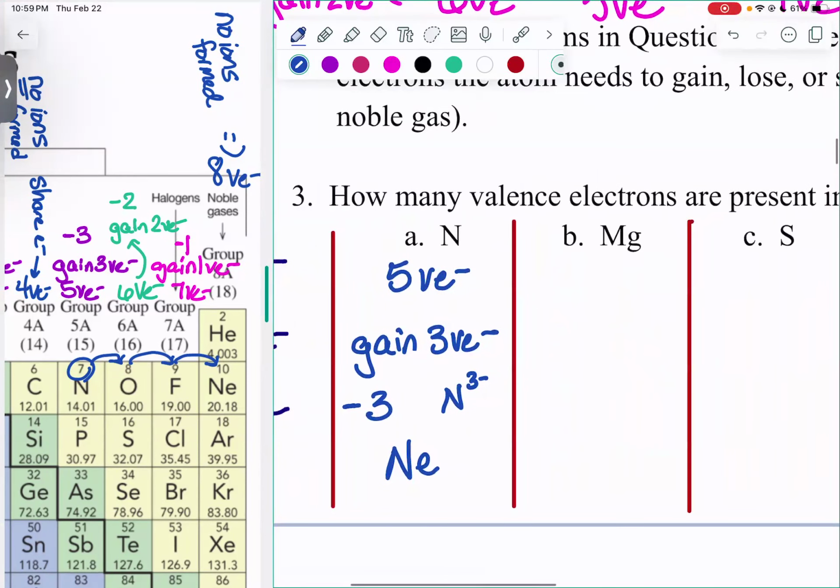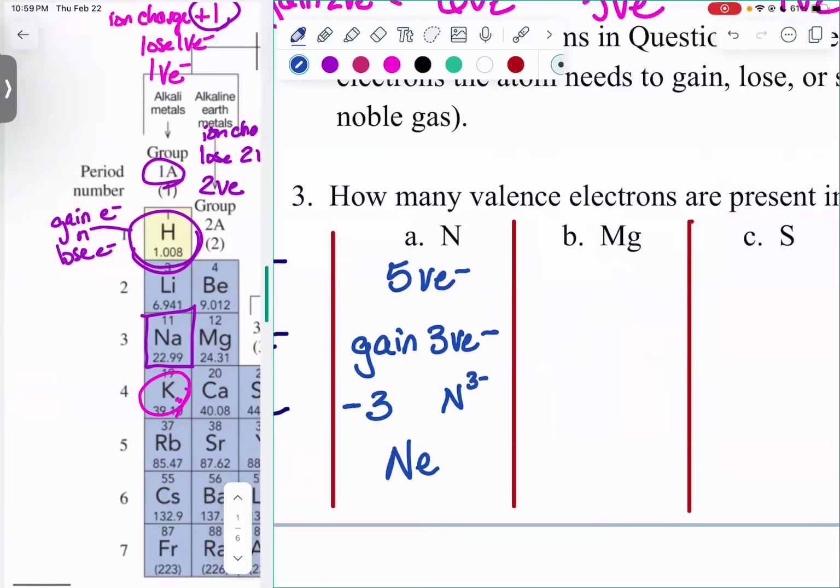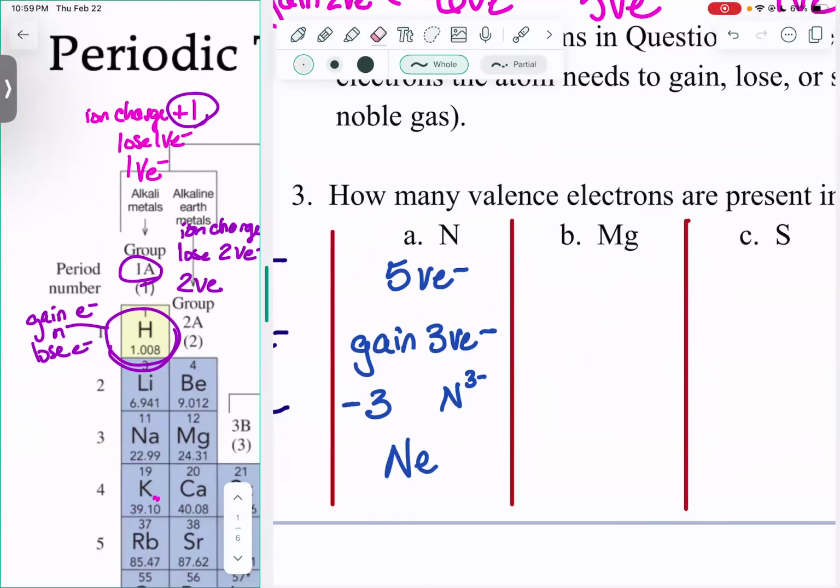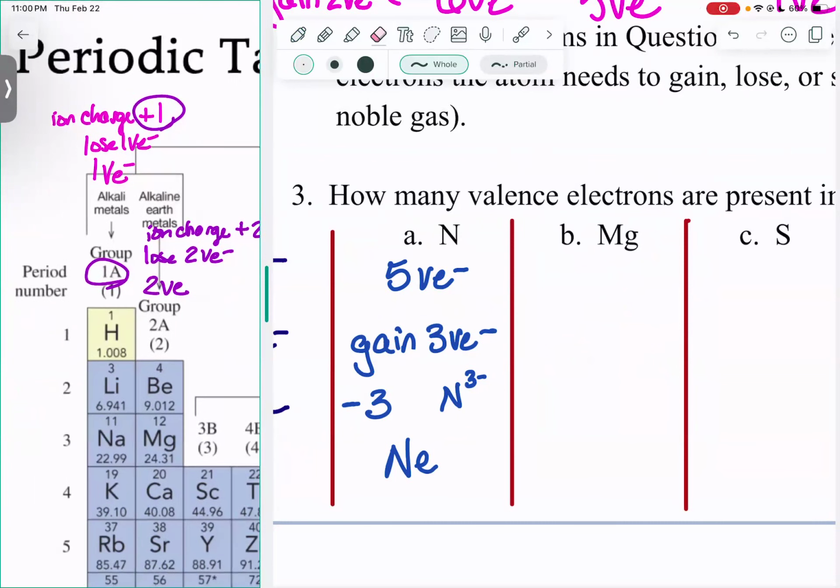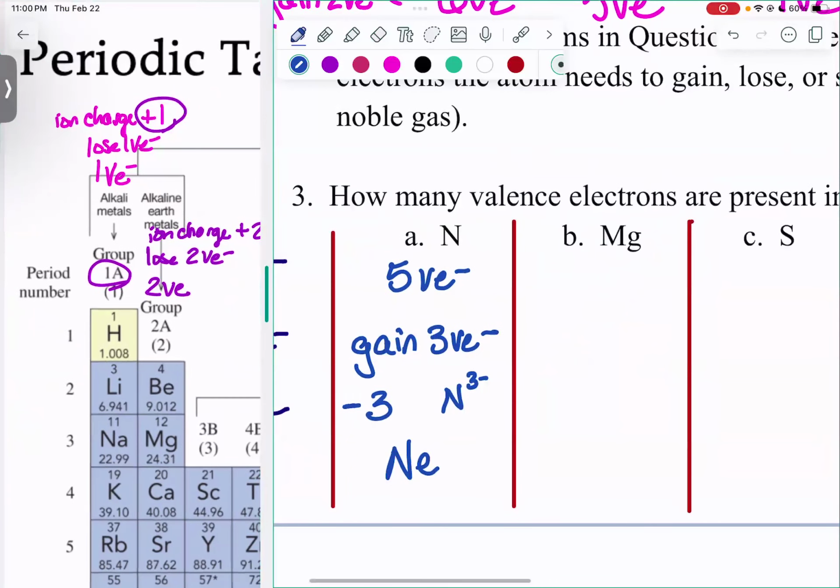Magnesium. How many valence electrons do we have in magnesium? Let's clean this up a little bit. So in magnesium, we're in group 2A. So in group 2A, everybody has 2 valence electrons. We're going to lose 2 or gain 6. We're going to lose 2.